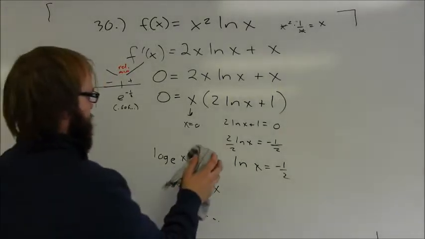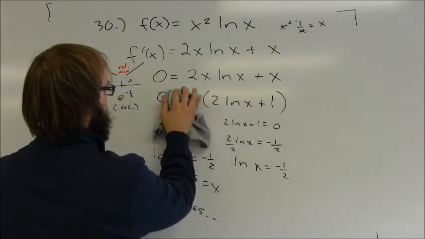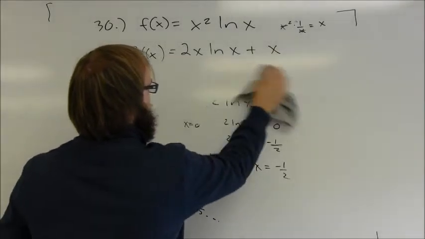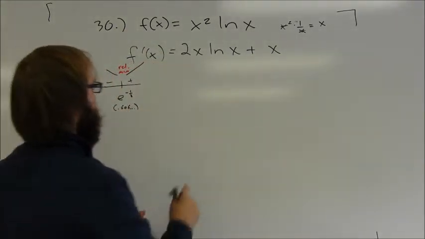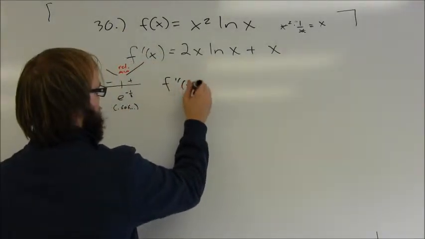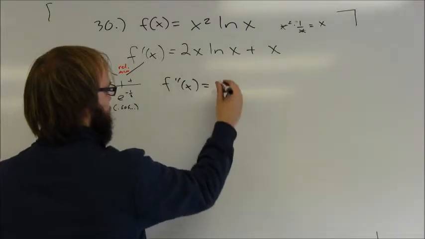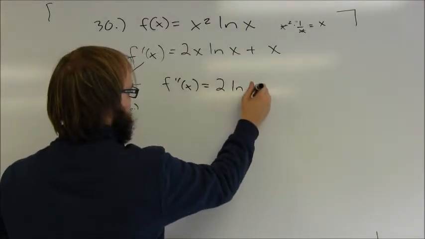To find my second derivative, I'm going to come back in here and erase what I've got here so far. Look at the second derivative. Second derivative, I'm going to need a little bit more product rule here. Derivative of the first is 2 times the second is ln of x.